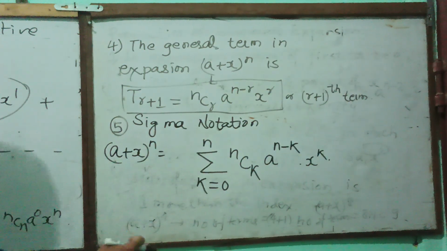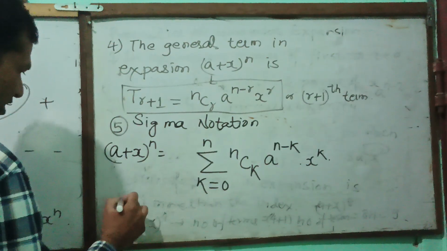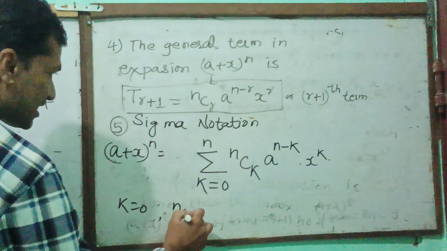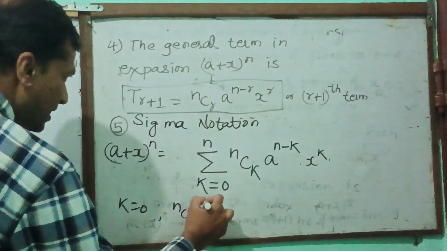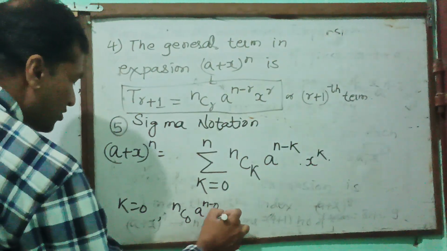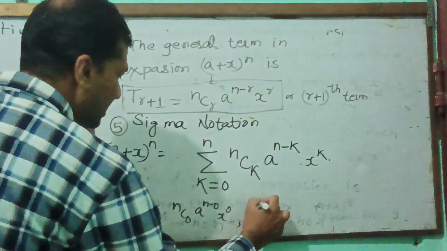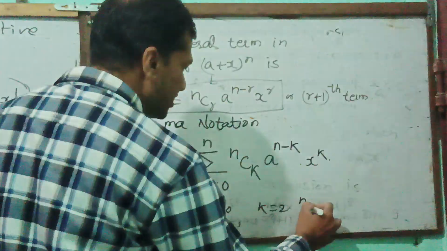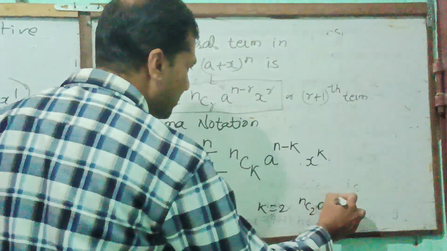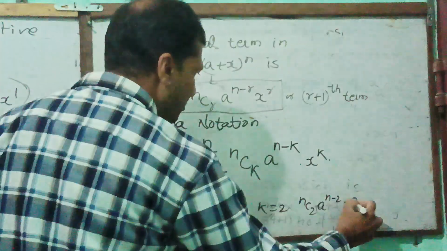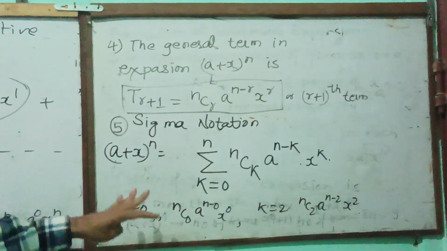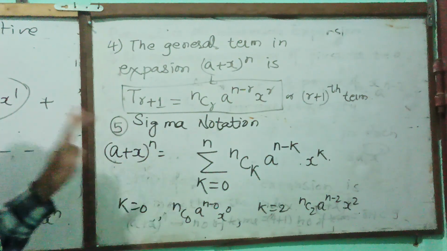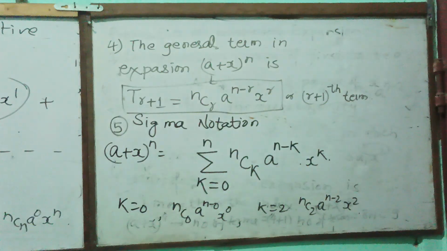If k is equal to 0, this term becomes nC0 a to the power n minus 0, x to the power 0. If we put k is equal to 2, then this term becomes nC2 a to the power n minus 2, x to the power 2. So this is simply the sigma notation, how we can write this in the form of sigma. Okay, so this one is the fifth property.